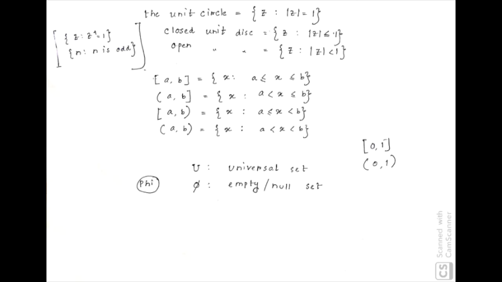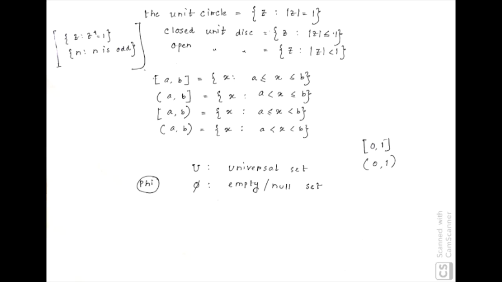In the same vein, we can write the unit circle as z such that mod z equals 1, or the closed unit disk in this way, z such that mod z less than or equal to 1, or the open unit disk can be written as z such that mod z less than 1. This is strictly less than 1.